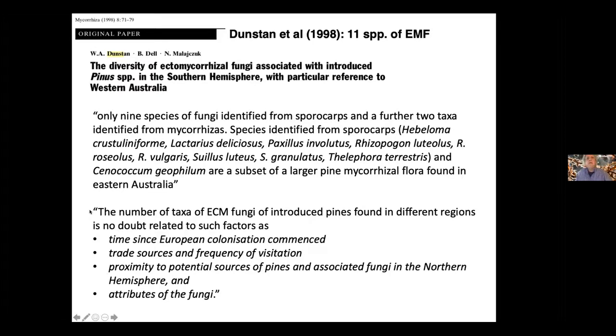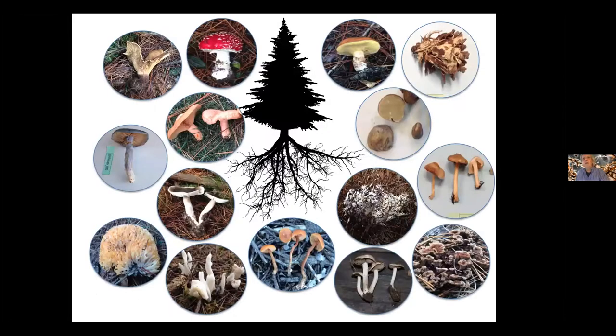Dunstan also tried to come up with some explanations for why we see varying distributions of these different fungi. I've mentioned some of these factors. For example, the period of time since European colonization, various trade routes and trade sources, frequency of visitation, proximity to other potential sources of pine-associated fungi, and of course, the unique attributes of several species that make them able to survive with exotic pines. So I'm going to summarize here again.